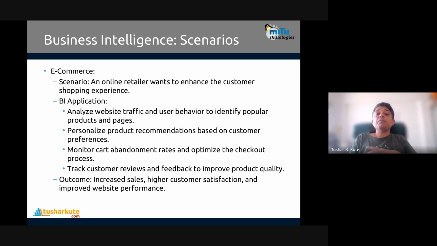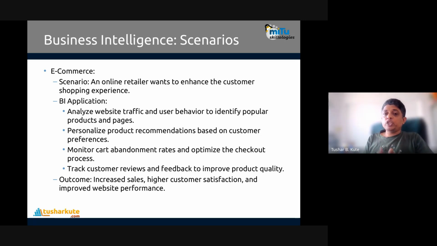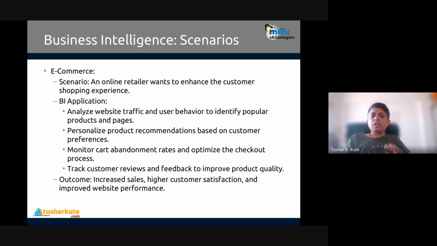So how can we enhance customer satisfaction and the shopping experience? First, analyze web traffic, find user behavior, and identify popular products and pages. If you take the example of Amazon.in, most of these processes are already built into their platform. They analyze web traffic and customer behavior to identify popular products and pages. They personalize product recommendations based on customer preferences. We know 'frequently bought together'; they suggest products based on the choices the customer has made.